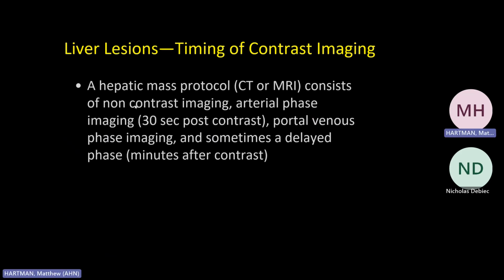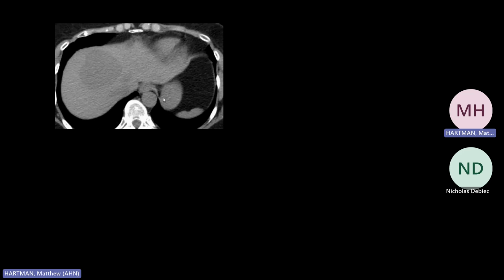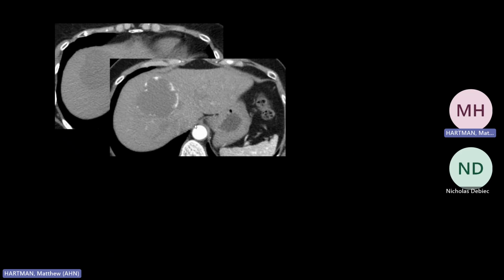So it's very important to know and understand the timing of imaging when we do a liver mass protocol, either CT or MRI. Let's see what I mean by that. So first we have a non-contrast, and you can barely make out this liver lesion. We give contrast, we're in the arterial phase, about 30 seconds, and note that we're getting some peripheral enhancement.